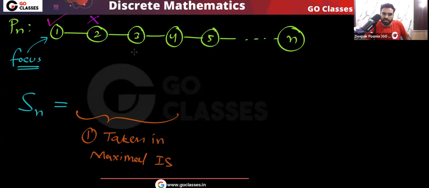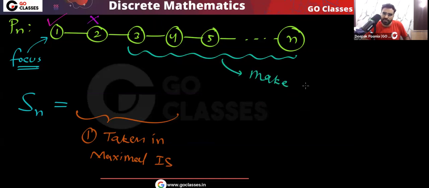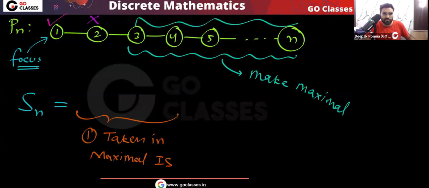Now notice, after taking this one, I just need to make a maximal independent set here. Yes or no? Already I have taken this one in the maximal independent set. So definitely 2 I cannot take. Now from this remaining graph, I need to find a maximal independent set. Do you agree with me? So I can say that if you take this one, then you cannot take 2.